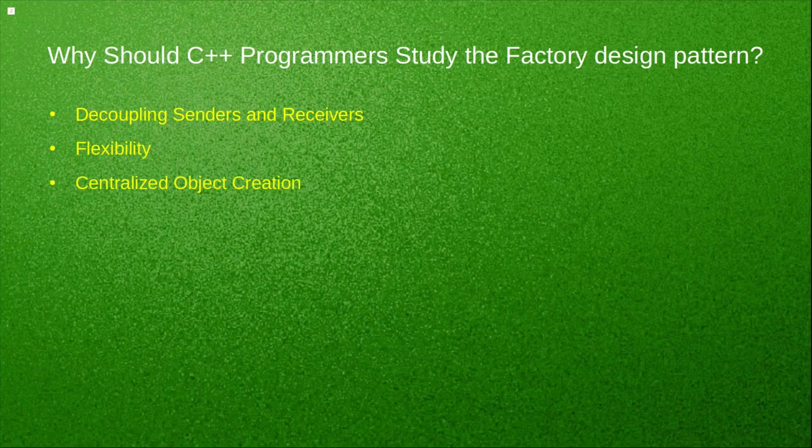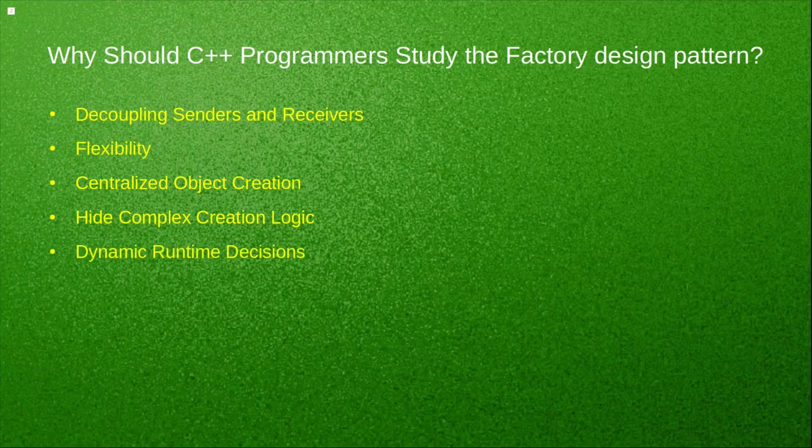Centralized object creation. By centralizing the object creation process, the factory pattern ensures consistency and can lead to easier maintenance. If there is a need to change how objects are created, it's done in one place, the factory. Complex creation logic. Some objects might require intricate setup before they are ready to use. The factory pattern can hide this complexity, ensuring the client receives a fully instantiated, ready-to-use object.